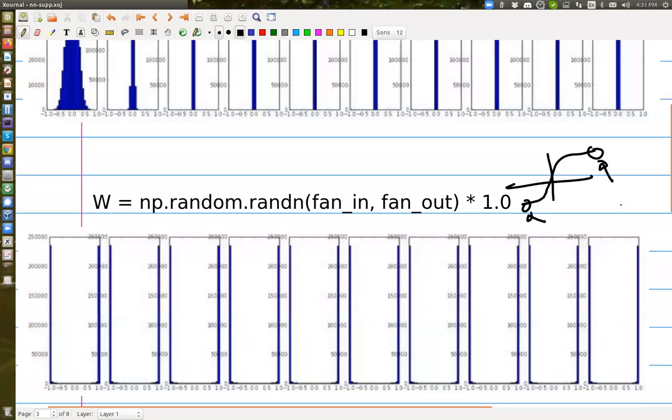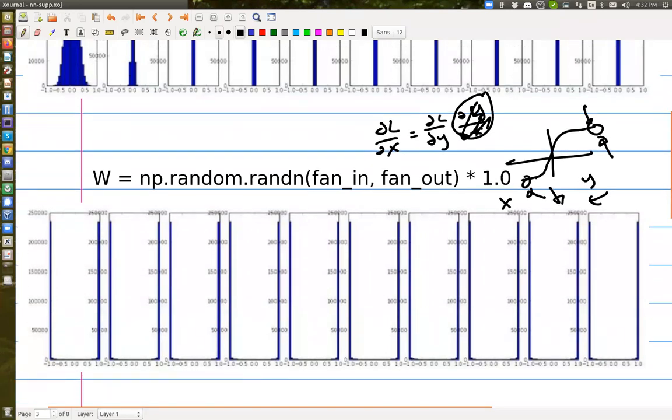So whenever you backprop, you go back to the chain rule here, right? Let's say I have y here, I have x here, and I want to compute the partial derivative of the final loss with respect to x. That will be the partial of the loss with respect to y, and then y with respect to x, right? The local gradient for this activation function is zero, so nothing can pass back when you are saturated.